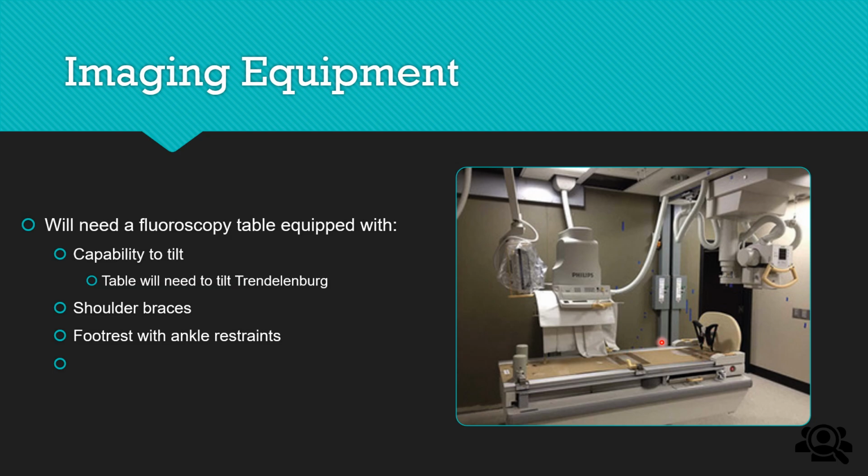So when you put the patient in Trendelenburg in this position, these shoulder straps will keep them from falling off of the table, and their legs are secured by the ankle straps as well. So again, shoulder braces are right here, footrest with ankle restraints right over here. Again, it's somewhat of a sterile procedure, so even the monitor is covered with a sterile bonnet or sterile drape.